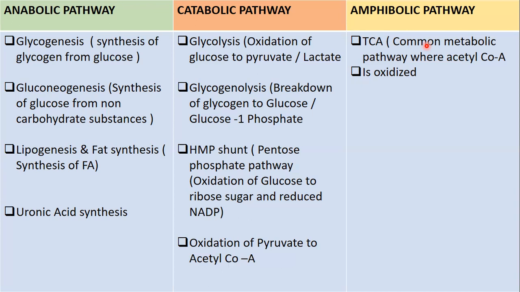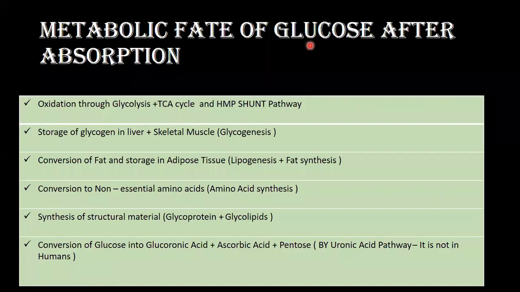Make a note that the liver, muscles, adipose tissue, and the brain are the main sites of our glucose metabolism. Let's see the fates of glucose metabolism. First is oxidation through glycolysis, TCA cycle, and HMP shunt pathway. Second is storage as glycogen in liver and skeletal muscles by the process known as glycogenesis. Then conversion to fatty acid and storage in adipose tissue.